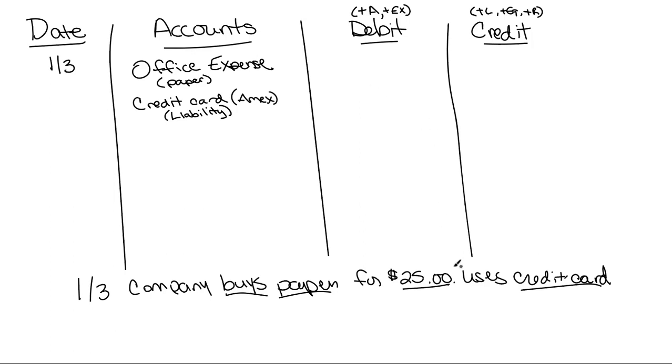So I'm buying paper, which we're calling office expense. I put it on a credit card. That's a liability. And we spent $25. So my amount is going to be $25 in both columns. I need a debit and a credit to offset. Since that's the case, I need to figure out which one is my debit. Now I know that if assets or expenses increase, that's a debit.